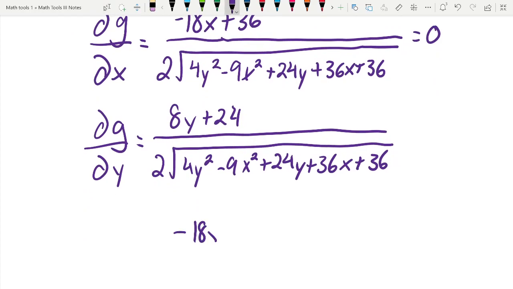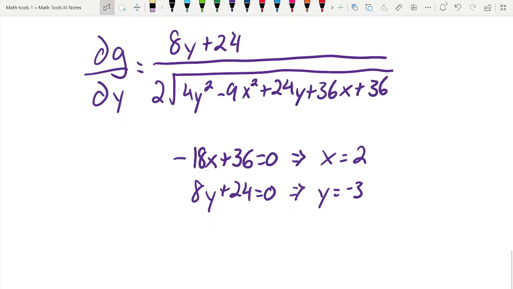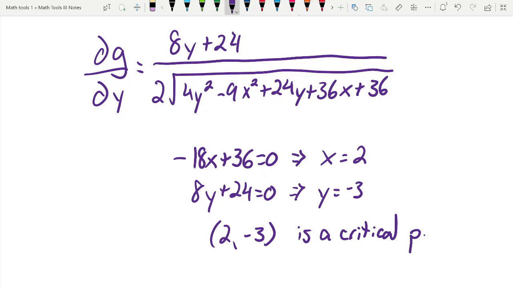So we're looking at negative 18x plus 36 equals 0, and 8y plus 24 equals 0. So here we don't even really need to treat this like a system. We just have two different variables here. So this is going to be x equals 2, right? And this is going to be y equals negative 3. So that means that (2, negative 3) is a critical point. Okay. Because this is going to be the point where both the x and y partial derivatives are 0.